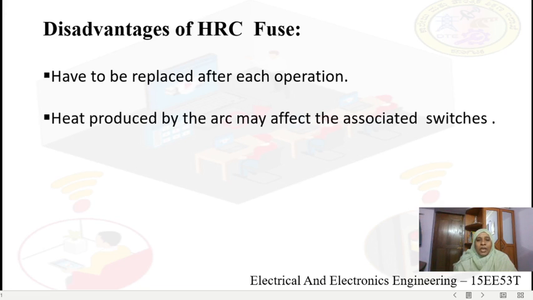Heat produced by the arc may affect the associated switches. When the fuse melts and breaks open, there may be a small amount of arc. This will affect the associated switches. Then interlocking is not possible. Interlocking is a common phenomenon in industrial procedures and processes, so it is not possible with HRC fuse.